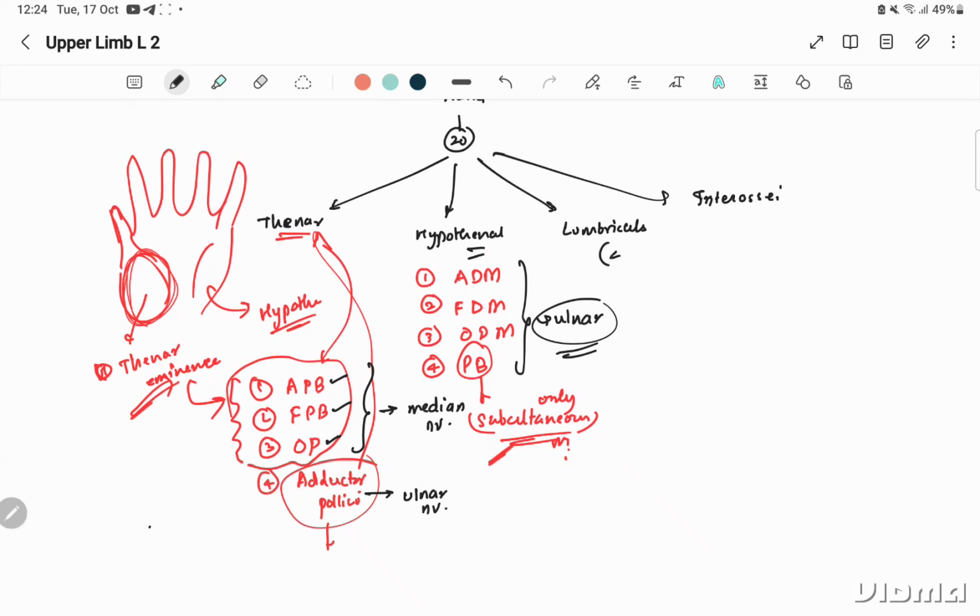After this we have 4 lumbricals and 8 interossei. There are palmar interossei and dorsal interossei, and we have lumbricals. Lumbricals means worm-like, and interossei means between the bones. So these are the muscles.